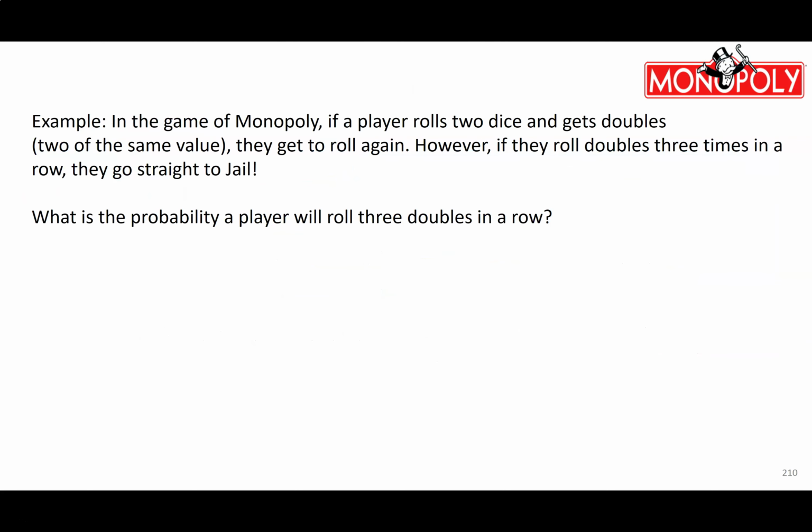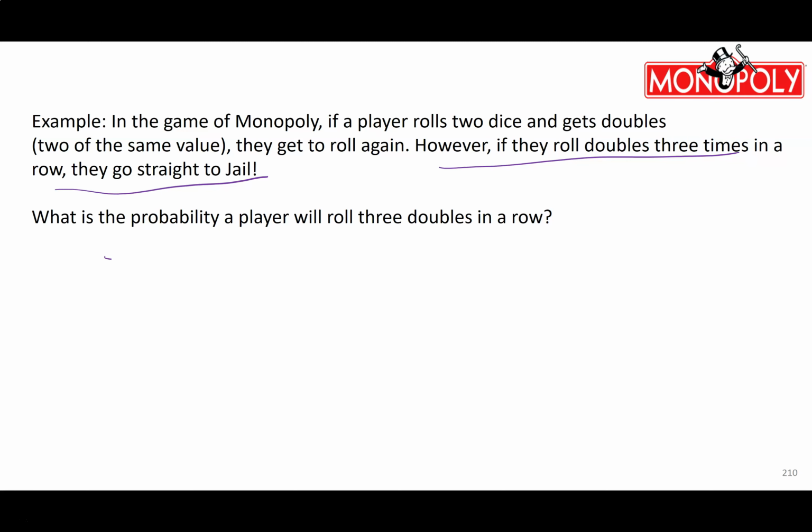So for example, Monopoly. My buddy AJ loves Monopoly. I don't know how, but they manage to roll doubles suspiciously often. And in the game of Monopoly, if you roll doubles, you actually get another turn. So they'll roll doubles, they'll go again, and they'll get doubles again, very suspicious. However, if you roll doubles 3 times in a row, you go to jail. So what is the probability a player will roll 3 doubles in a row?